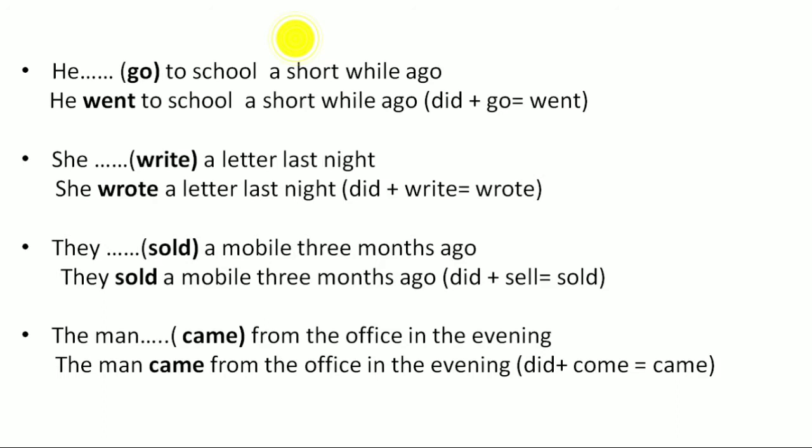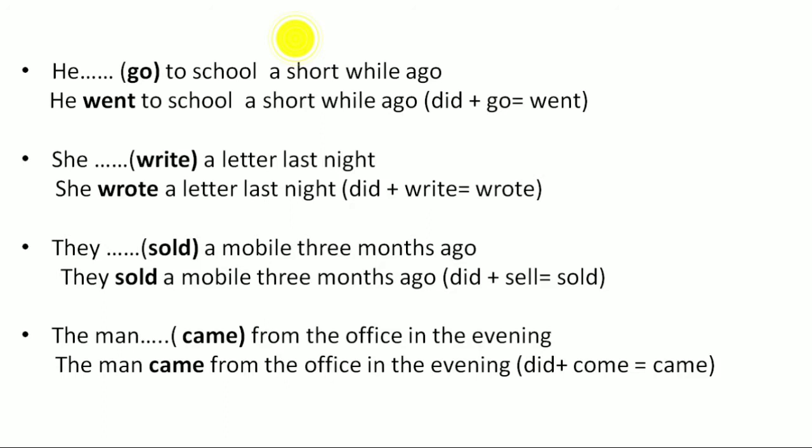See here, he dash go to school a short while ago. Here a short while ago is the time indication, so go becomes went. He went to school a short while ago. Here the action, that is went, started in the past and ended in the past itself. So he went to school a short while ago. Did plus go here becomes went.